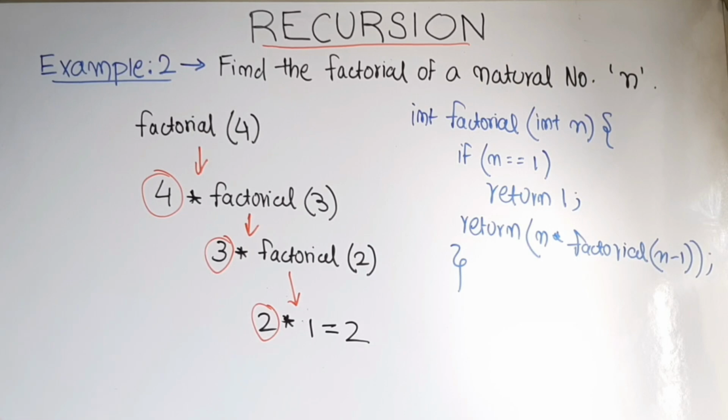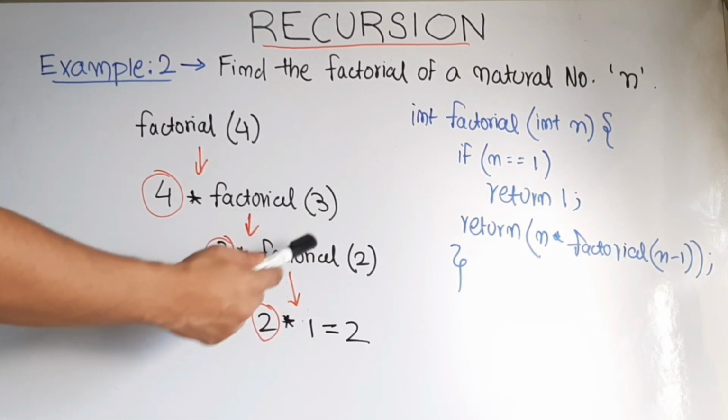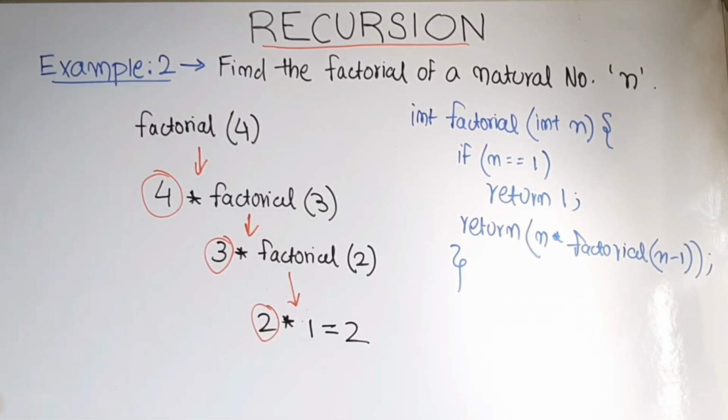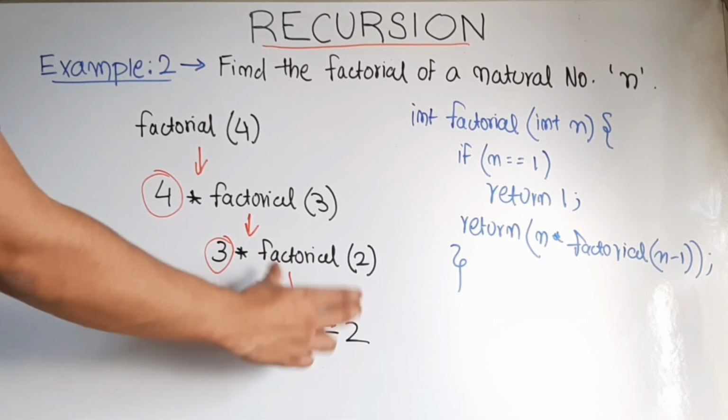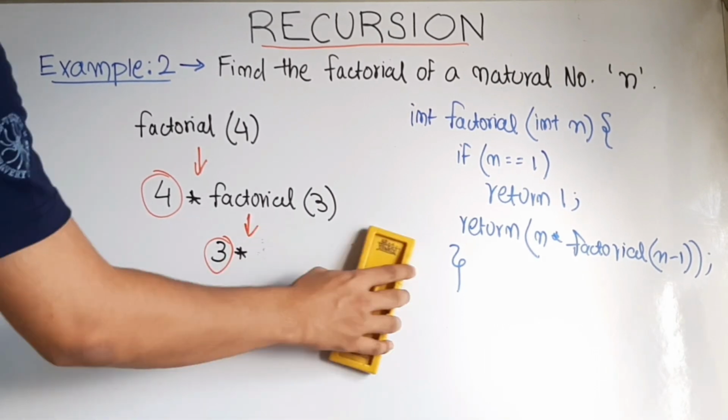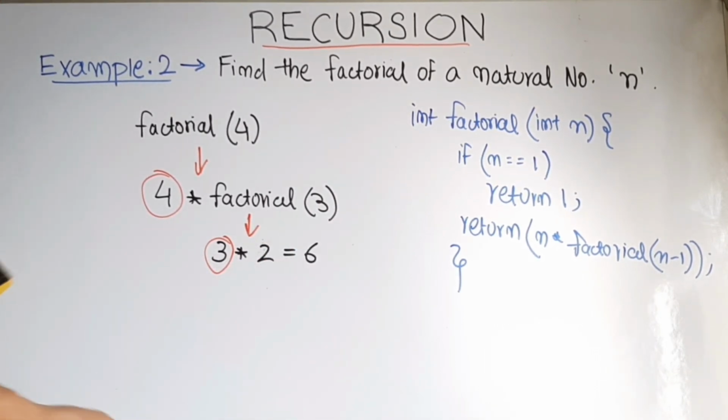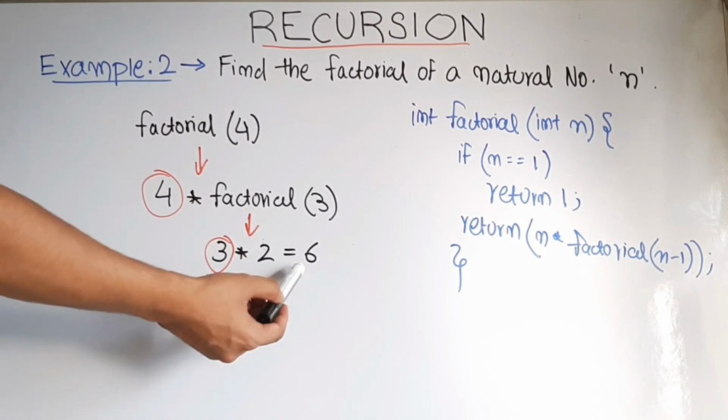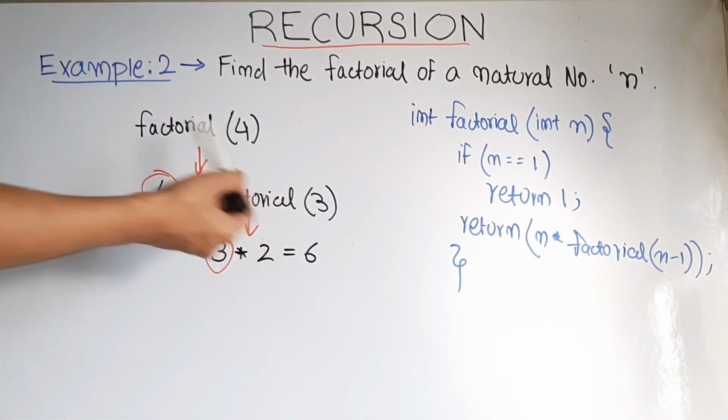What do we see next? The function factorial 2, which we called earlier, now returns 2. So now we can replace 2 by the function call. What do we see next? The factorial 3, which we called earlier, now returns 6, replacing 6 by the function call here.